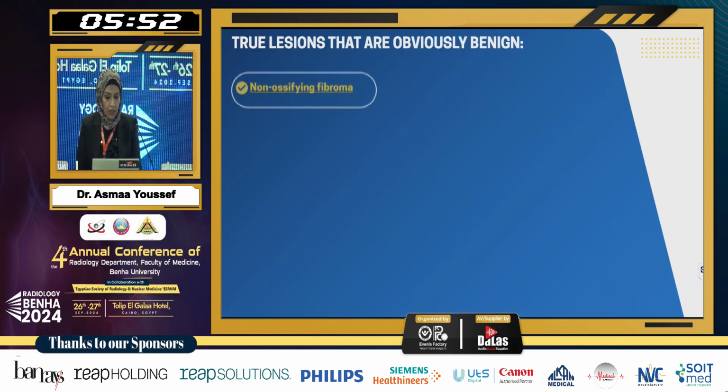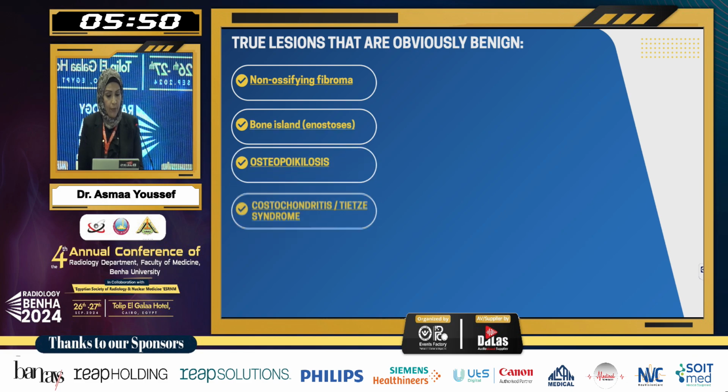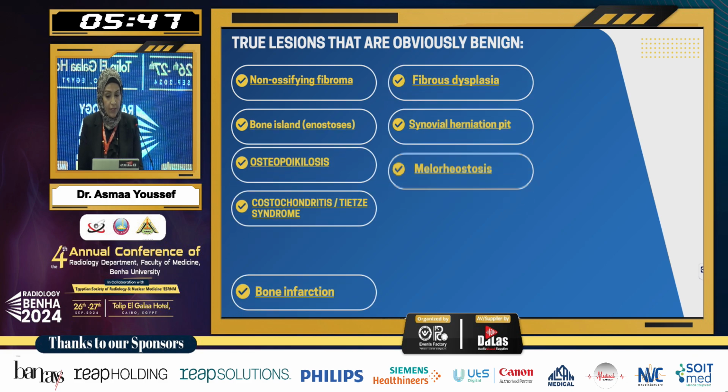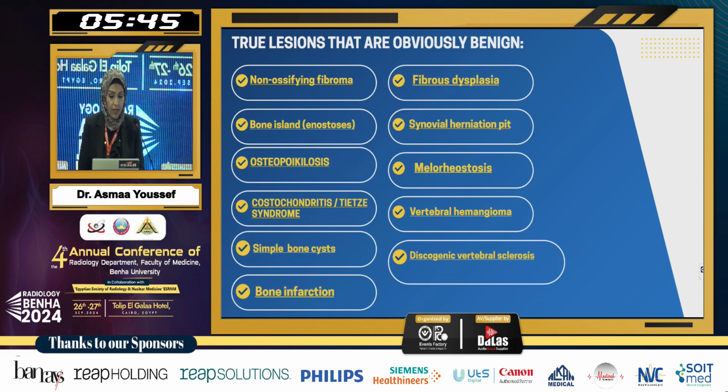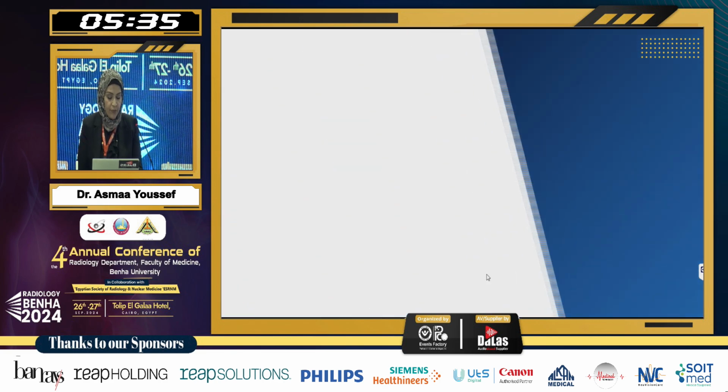The second category in our lecture is true lesions that are obviously benign, like non-ossifying fibroma, bone island, costochondritis, simple bone cyst, bone infarction, fibrous dysplasia, synovial cyst, melorheostosis, vertebral hemangioma, and discogenic vertebral sclerosis.